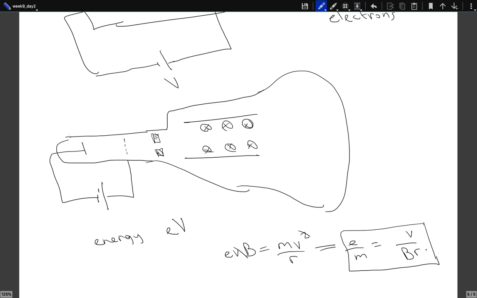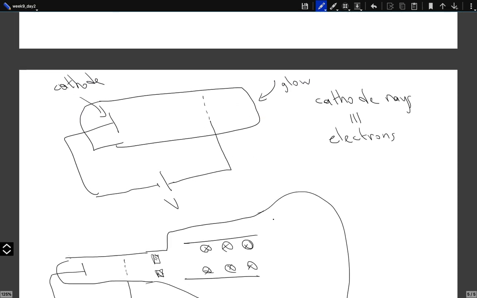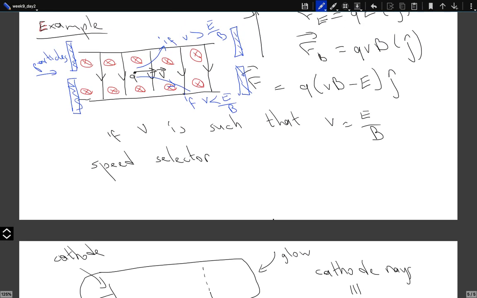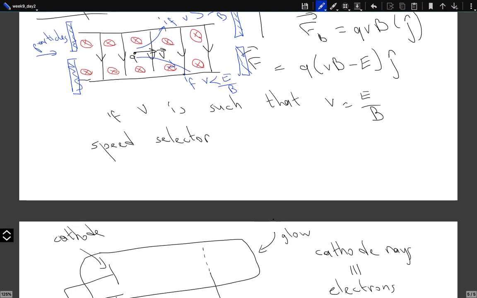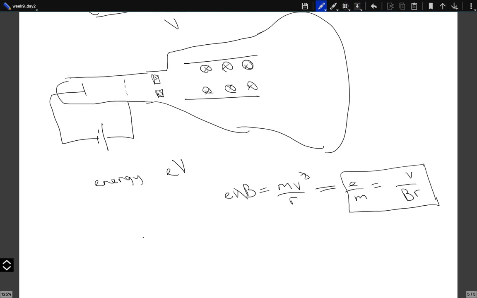So on one hand, you are determining B. R is something you measure. So how do you determine v? Well, you first create your system such that only these v's are selected. So you know what v is. So v is equal to E over B. So e over m is E over B squared r.